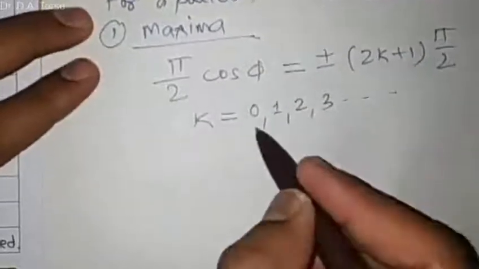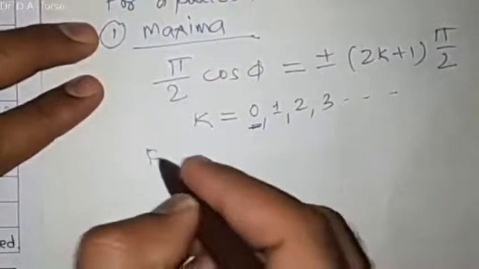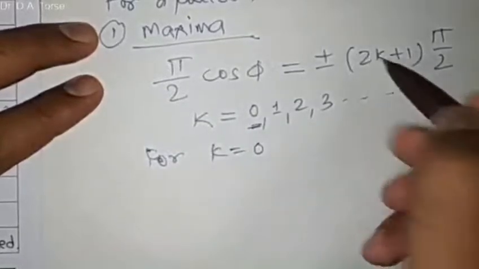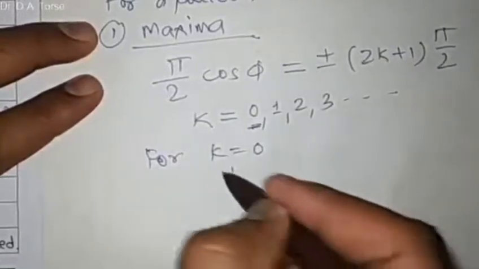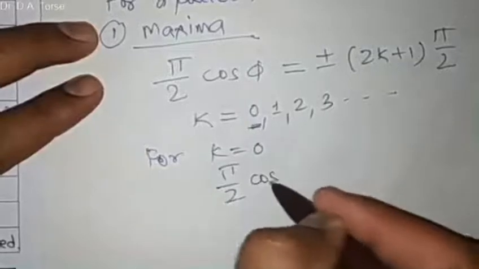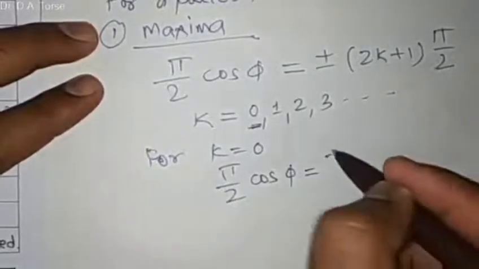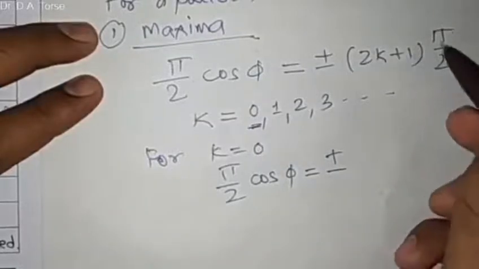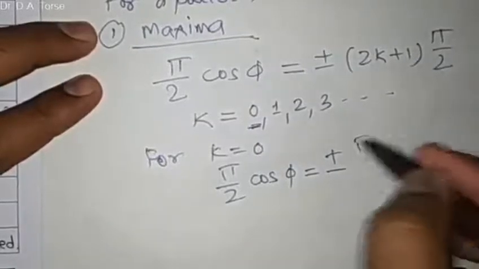If we take the first value, k equal to 0, if we make this term 0, then what we get is pi by 2 cos phi equal to plus minus, this term is 0, but this plus 1 remains, and then pi by 2 as it is.